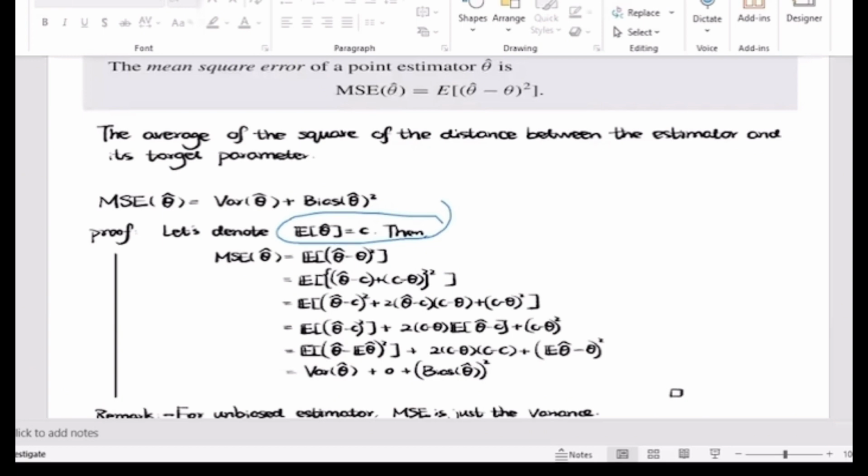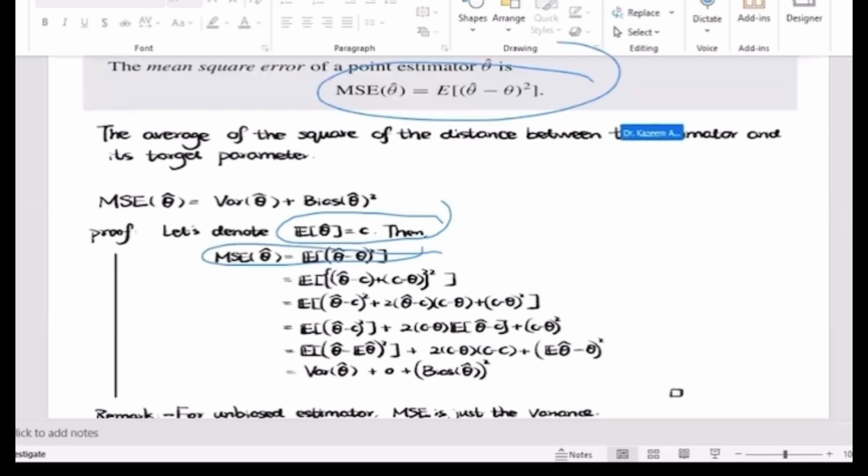You remember, when we have a theta cap that is a random variable, we can find the mean. The mean of a theta cap is the expected value of the theta cap. We are now denoting that as C. Does that make sense? Now, look at the definition of a mean square error.